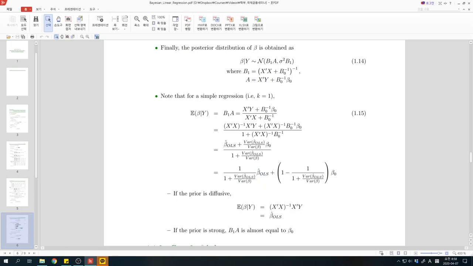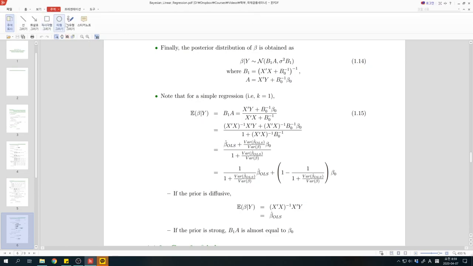So suppose this is simply 0. Although it's actually very close to 0, just take it as 0. What happens? This term is 0. Then 1 over 1 times beta hat OLS, that's just beta hat OLS, and this term is 1 minus 1, so it is gone, right? So then the posterior mean is equal to beta hat OLS.